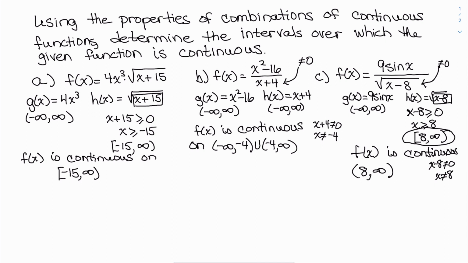So there you have 3 more examples of how you use the properties of combinations of continuous functions to determine the intervals over which the given function is continuous. Hope this helped, and I'll see you in a future video.